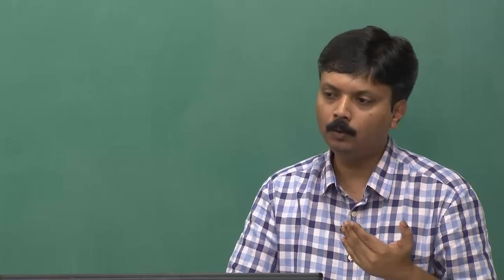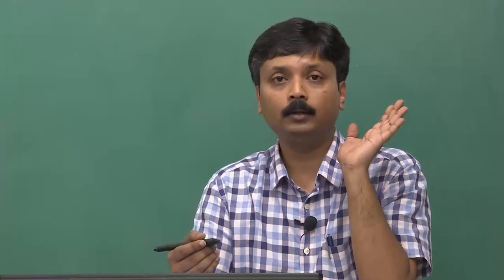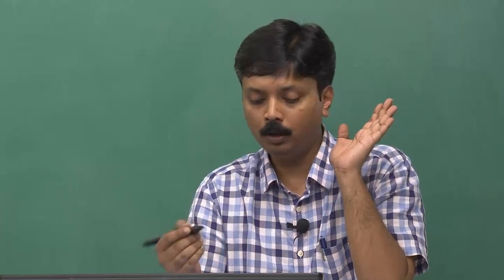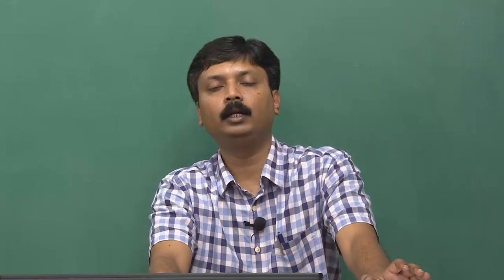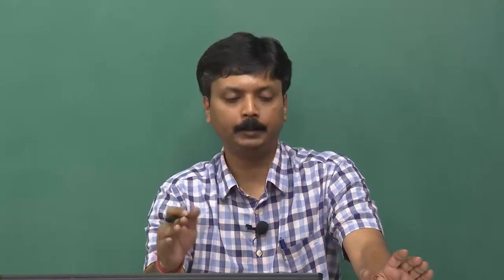Now, first let us look at what methods one can use to get a Q-switch laser. The lasers where this Q-switching technique is used to get pulse output are called Q-switched lasers. Many Q-switch lasers are available. This is one of the most popular pulsing techniques that people use, and Q-switch lasers are probably the most used lasers, for example, Q-switched Nd:YAG laser or Nd:YVO4 laser, or even the ruby laser. They all use Q-switching.